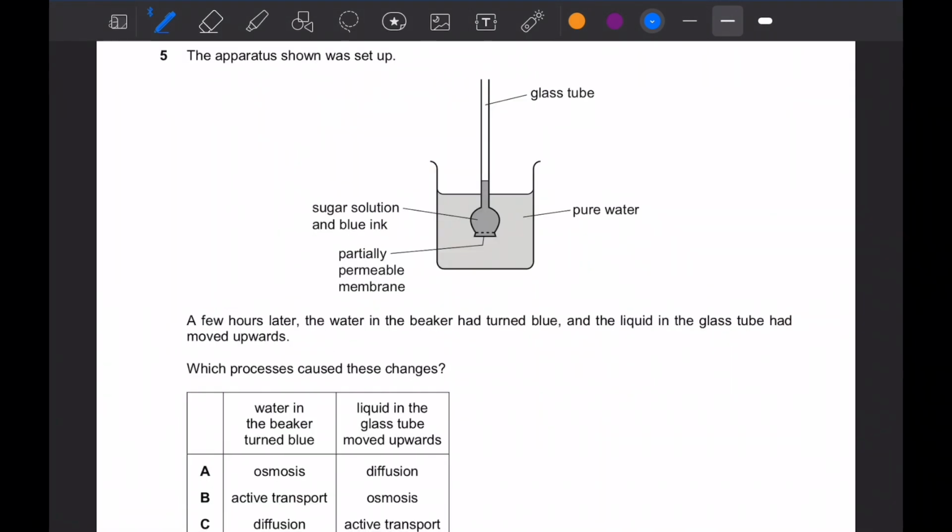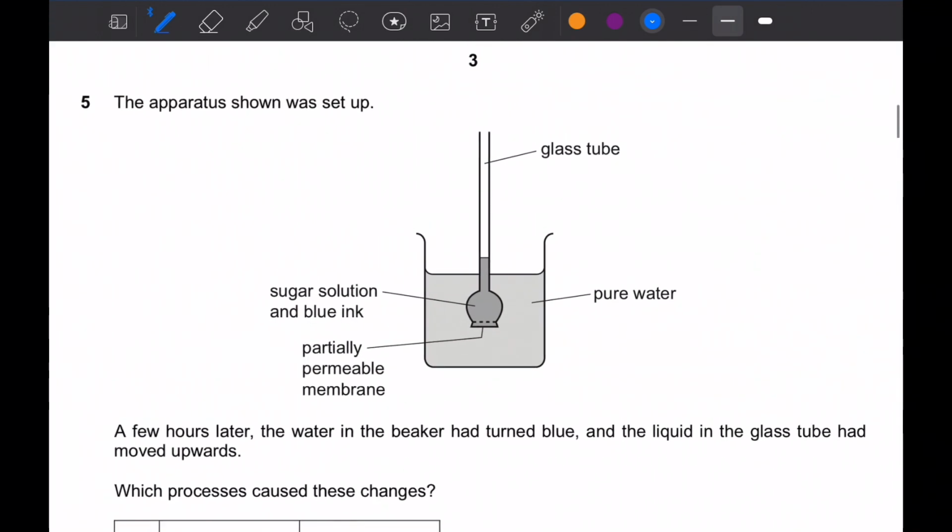The apparatus shown was set up. A few hours later, the water in the beaker had turned blue and the liquid in the glass tube had moved upwards. Which processes caused these changes? So the glass tube has a higher concentration of sugar solution and it has a lower water potential, while the beaker has a lower concentration of sugar solution and it has a higher water potential.